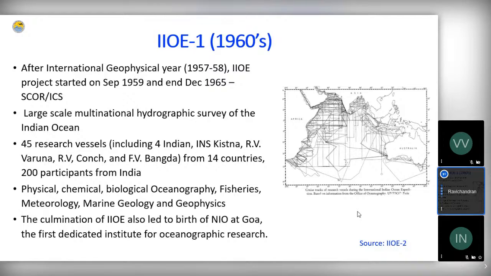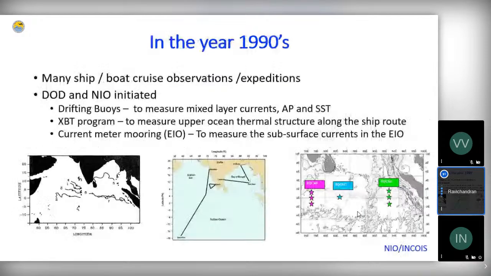The culmination of the IIOE also led to the birth of NIO at Goa, the first dedicated institute of oceanographic research. After this, institutes such as NIO and others started numerous experiments and expeditions over the nearby India as well as the Indian Ocean. They mainly targeted ship and boat cruise observations and expeditions for specific objectives to understand ocean phenomena.